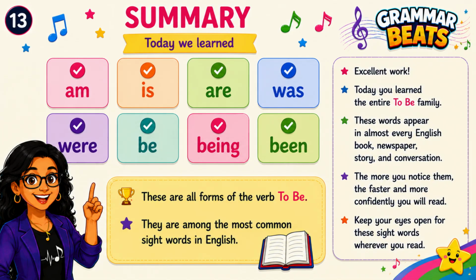Excellent work. Today, you have learned the forms of the be word. These words appear in almost every English book, newspaper, or writing of any kind in English. The more you notice them, the faster and more confidently you will read. Keep your eyes open for these sight words whenever you read. Let us recall them one more time. Am, is, are, was, were, be, being, and been. These are the forms of be.